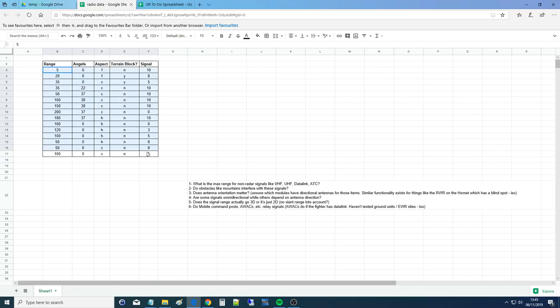These are the data points that we've got, and hopefully we can answer the question pretty much from these data points. What is the max range for non-radar signals, VHF, UHF, Datalink, and ATC? And the answer is, there's not really such a thing. Let's say you do want VHF. Well, it depends what particular VHF radio you've got in that aeroplane.